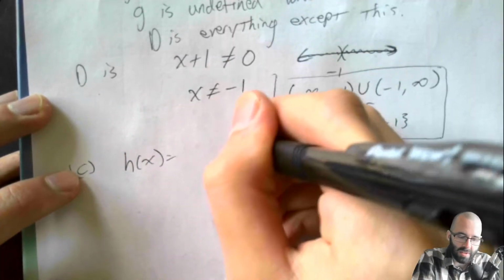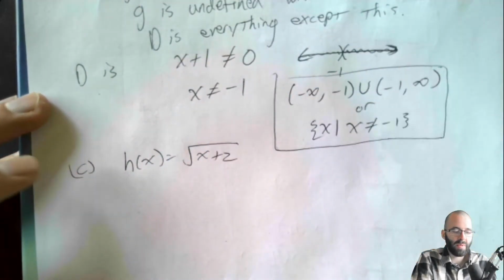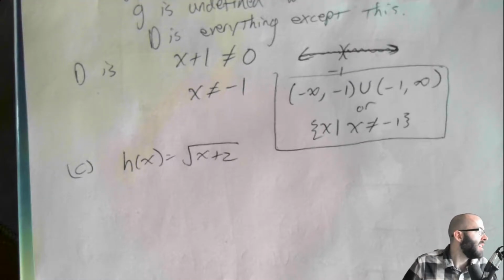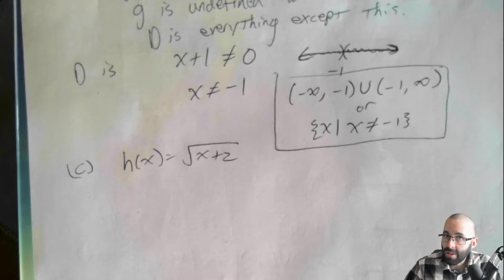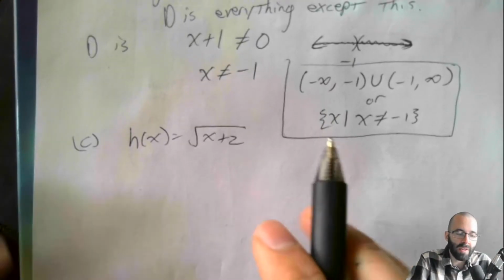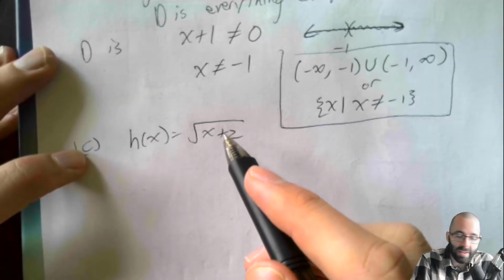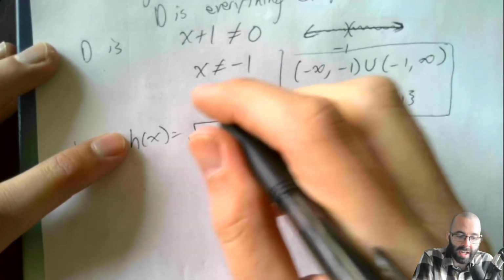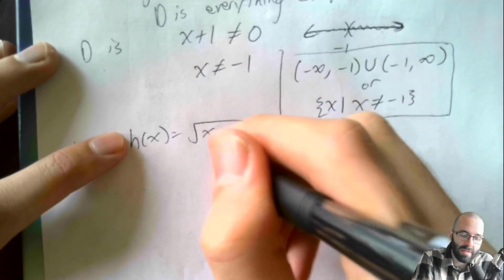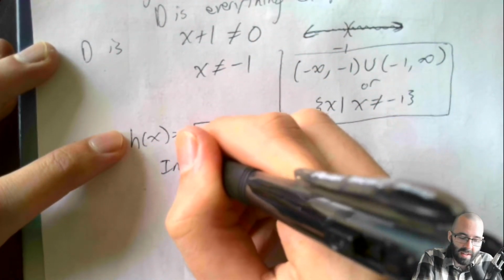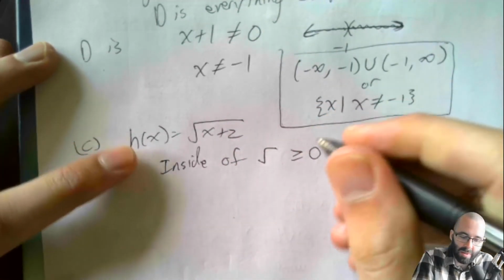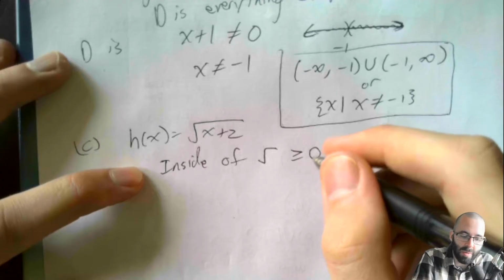H of x is equal to the square root of x plus 2. Again, we are dealing with real valued functions, so we have to ask ourselves, what values are going to make this not real? We can't divide by 0, and if we want things to be real and not complex, we need to take the square root of a non-negative number. So the inside of the square root needs to be greater than or equal to 0 for our domain.